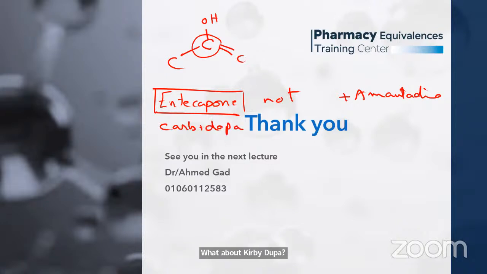Can you use it alone? No. Like also the third one, selegiline. Can you use it to treat Parkinson's alone? No. Can you use it with any other drug? Also no. So they are not indicated for Parkinson's. They are only used to protect levodopa. This is their specific action.